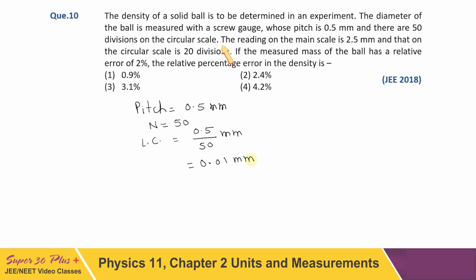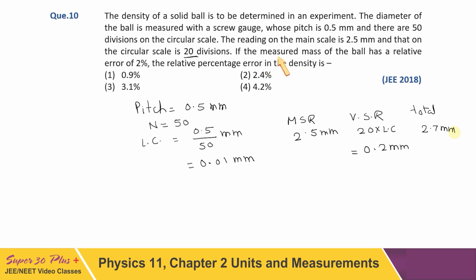Now come to the reading. The reading on main scale is 2.5 mm. Okay, write main scale reading, which is 2.5 mm. Then come to vernier scale reading. It is showing the 20th division. So 20 into least count will give the vernier scale reading. If you multiply this with least count, that will come out as 0.2 mm. Add these two values to get the total. That will come as 2.7 mm. Is there any zero error given? No, there is no zero error given.